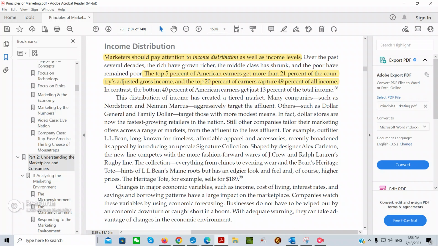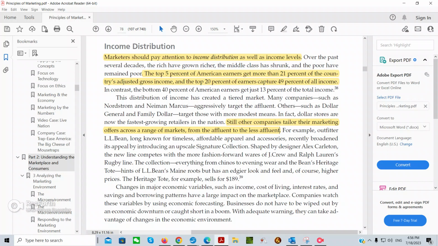The distribution of income has created a tiered market. Many companies, such as Nordstrom and Neiman Marcus, aggressively target the affluent. Others, such as Dollar General and Family Dollar, target those with modest means. In fact, dollar stores are now the fastest growing retailers in the nation. So other companies tailor their marketing offers across a range of markets from the affluent to the less affluent.